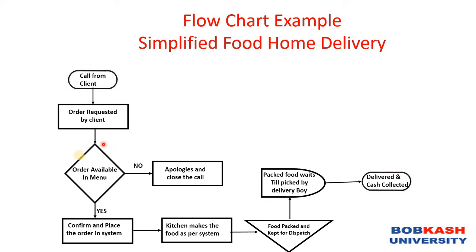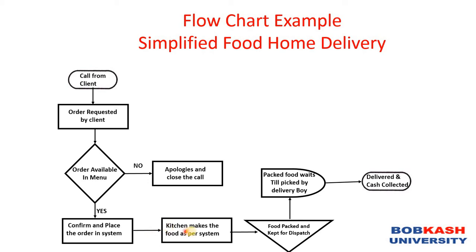The client says, I want this food to be delivered to my house. Then the operator checks whether the order that the client is requesting is available in the menu or not. See, we are using the diamond for the decision, right? If it is not available in the menu, he will simply apologize to the client and close the call. But if yes, it is available in the menu, he will confirm the order and place the order in the system.